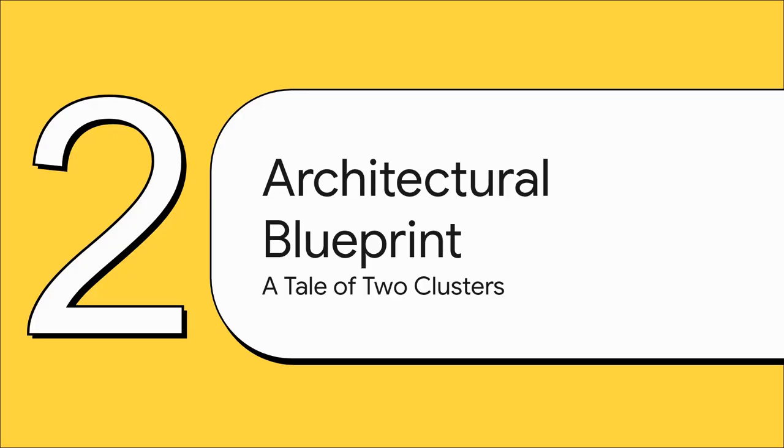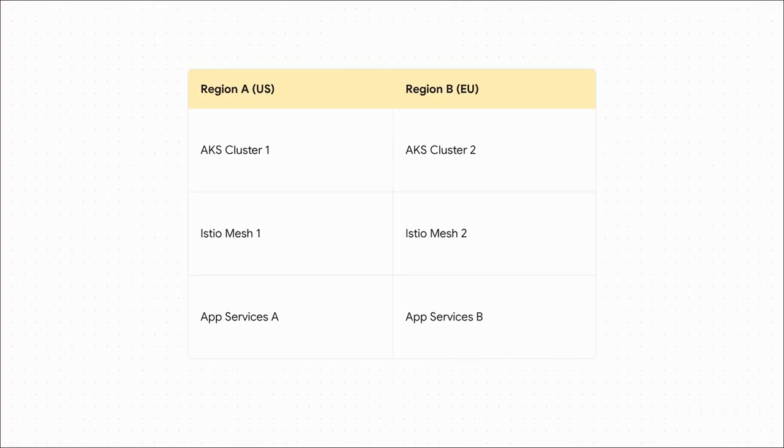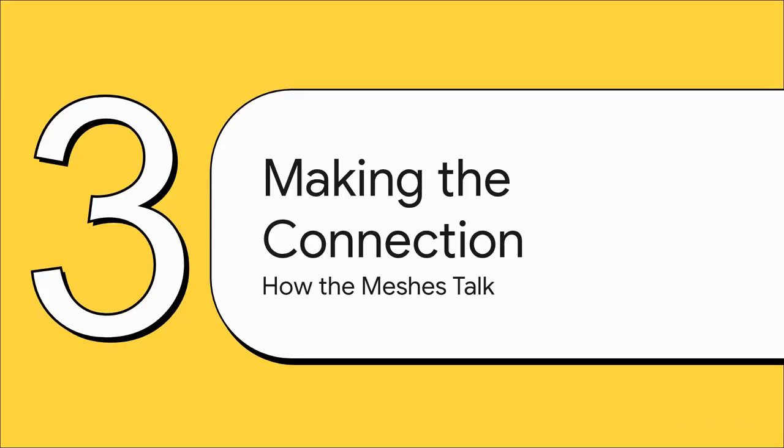Well, the answer lies in a dual cluster design. Let's take a look at the high-level blueprint of what we're about to build. Okay, so here's the big picture. We've got two completely separate AKS clusters. One's in the US, the other's in Europe. Each one has its own independent Istio service mesh managing the services running right there. Think of them like two self-sufficient islands. But for them to work as one global application, we need to build a very smart, very secure bridge between them. And that bridge, that connection, that's where all the magic really happens.